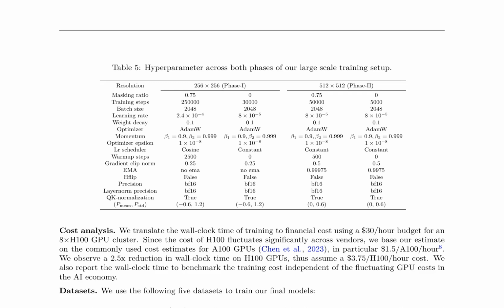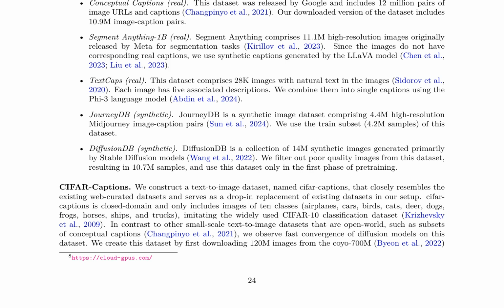The paper also discusses the cost analysis of training, translating wall clock time to financial cost using a $30 per hour budget for an 8xA100 GPU cluster. The authors report a 2.5x reduction in wall clock time on H100 GPUs and assume a $3.75 per H100 per hour cost. They use 5 datasets to train their final models, including Conceptual Captions, Segment Anything 1B, TextCaps, JourneyDB, and DiffusionDB. They construct a text-to-image dataset named Cipher Captions, which closely resembles web-curated datasets and serves as a drop-in replacement in their setup.